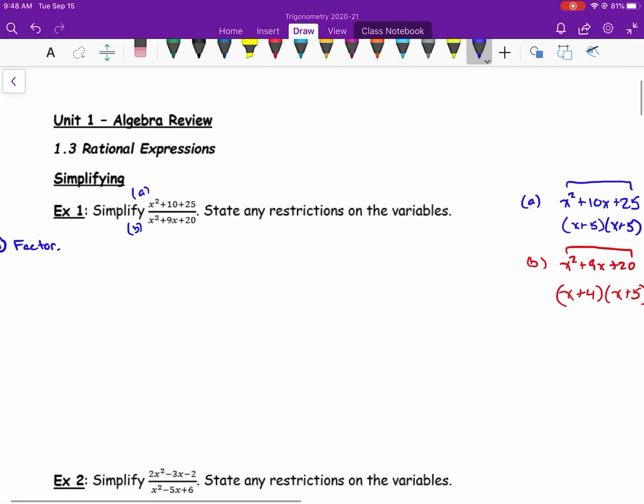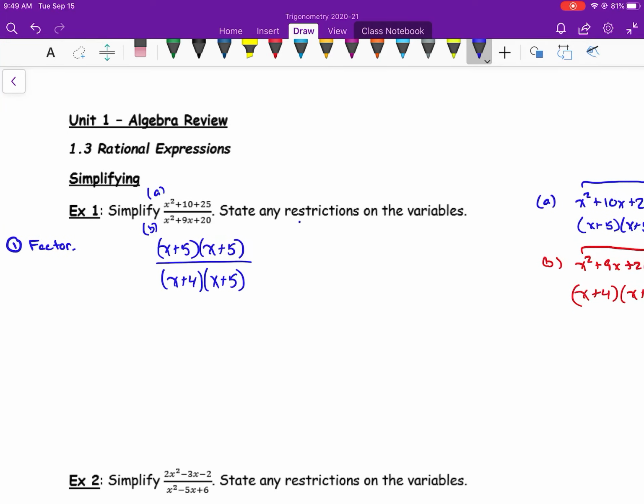Alright, so factored, we're going to take these numbers and replace. So x plus 5 times x plus 5, all divided by x plus 4 times x plus 5. Alright, and our restrictions, this will come from right here before we start to simplify things. So we'll come back to that. So step 2 is we're going to simplify same terms. That means we're going to cross out things top, bottom, and diagonally that are the same. So I have an x plus 5 on the top, which means I'm going to cross out an x plus 5 on the bottom.